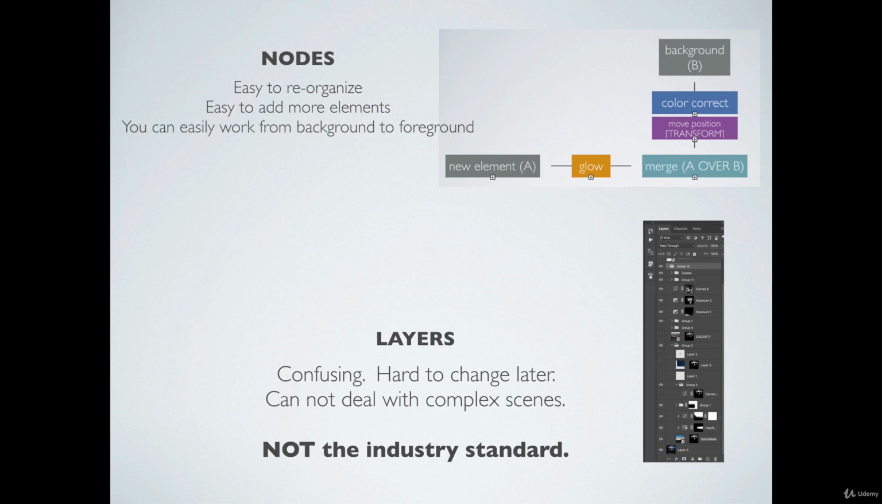If you've ever done a painting, you paint the sky first, and if it's an environment, you paint the mountains, then you paint the trees in the foreground. You always start on the element that's furthest away from the viewer or the camera. And again, layers are confusing and hard to change later, and when you start to deal with complex scenes, it's not the industry standard.